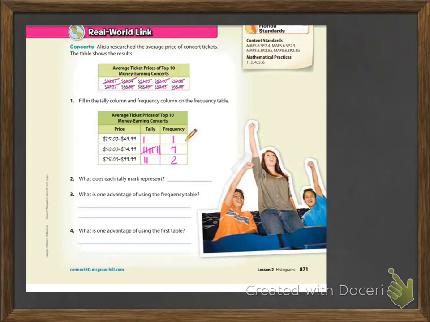So it says, what does each tally mark represent? Now remember, don't tell me the prices. Basically, each one tally mark represents one concert.